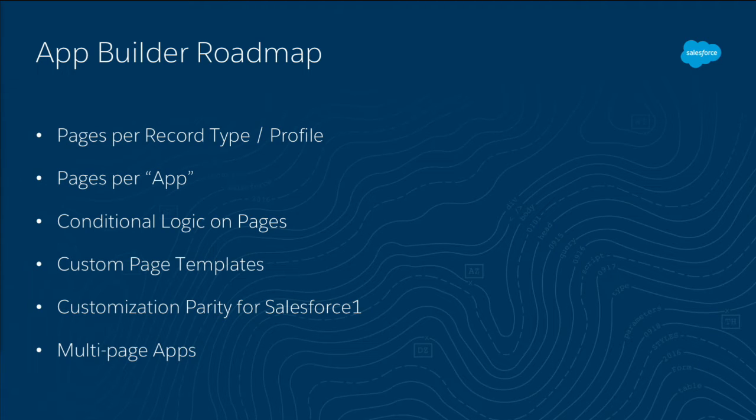Well, yes, that's part of our plan, to also allow you to customize the Lightning pages by record type and profile. So you could provide, for example, a different set of components if I'm working on a retail opportunity versus a wholesale opportunity. So that will be that ability there.